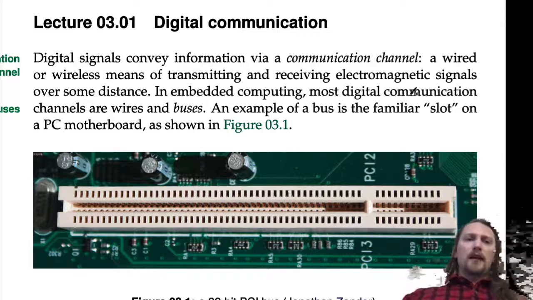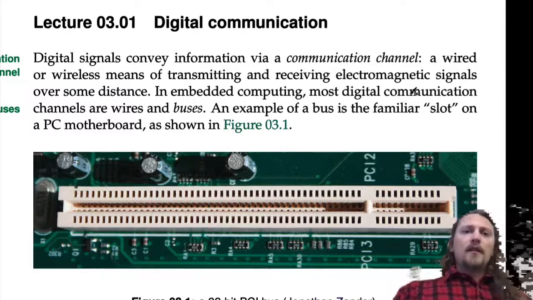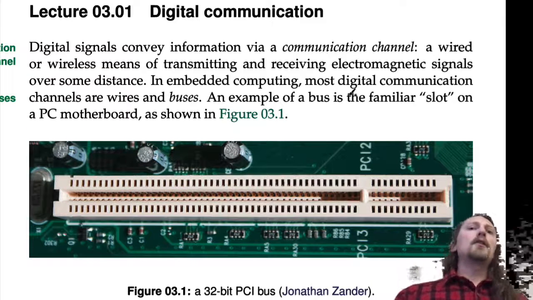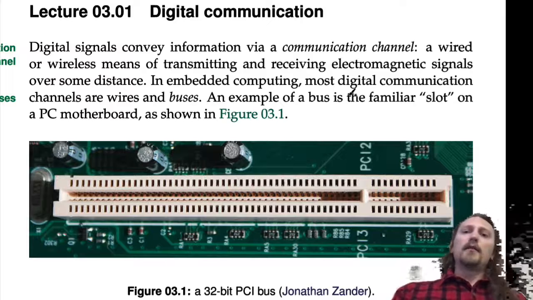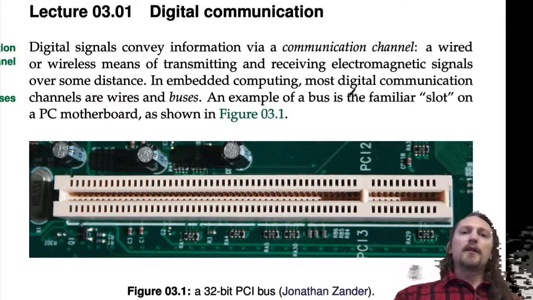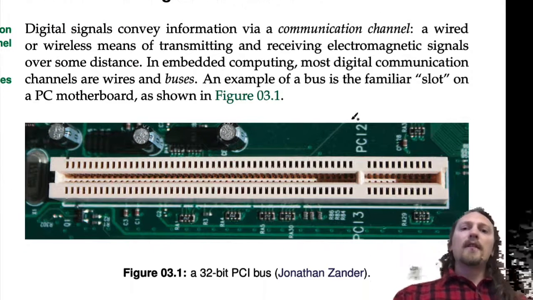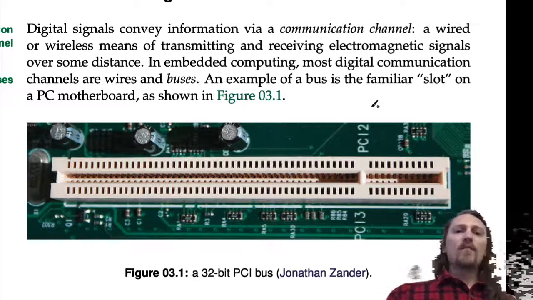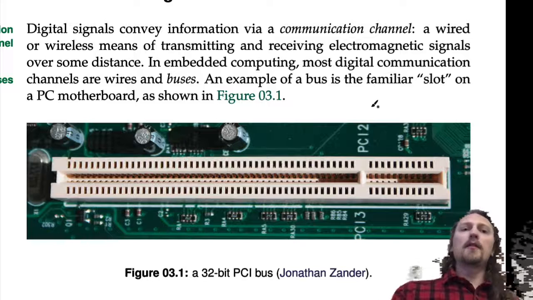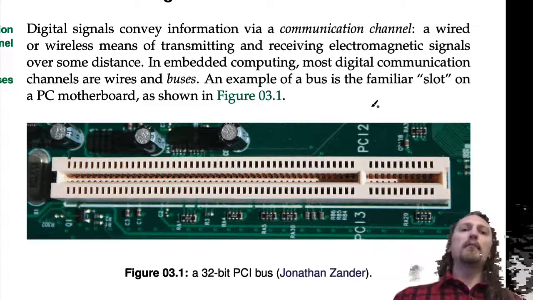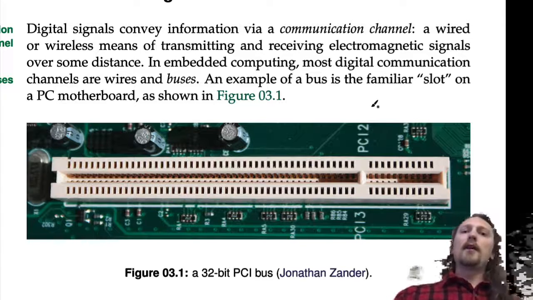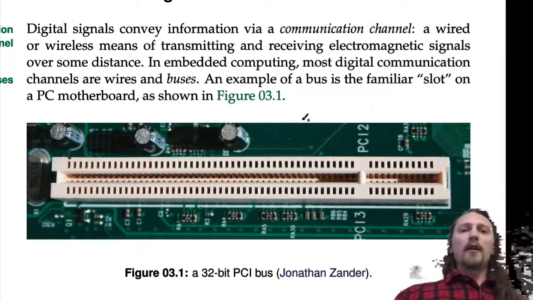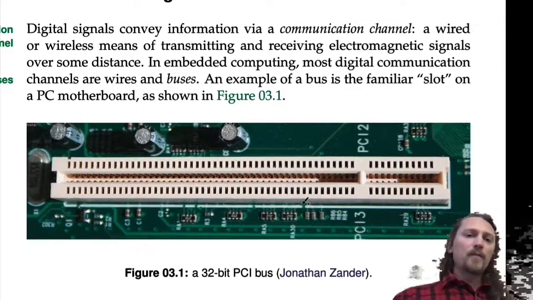So digital communication. Digital signals convey information via a communication channel, which is a wired or wireless means of transmitting and receiving electromagnetic signals over some distance. In embedded computing, most digital communication channels are wires and buses. An example of a bus is the familiar slot on a PC motherboard, as shown in figure 3.1.